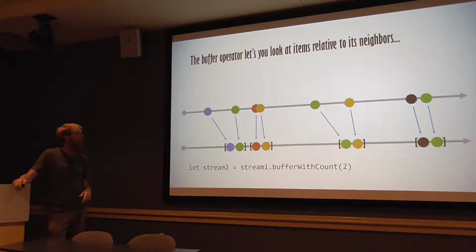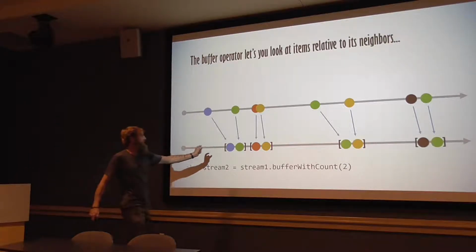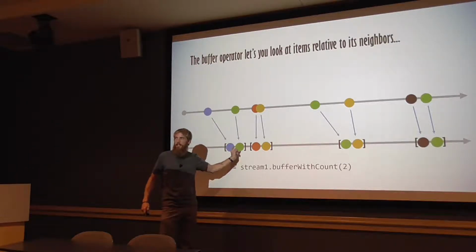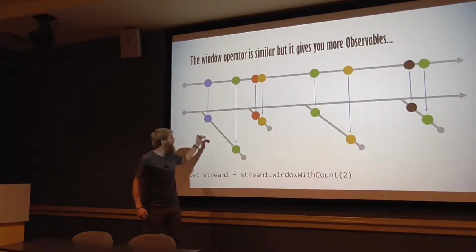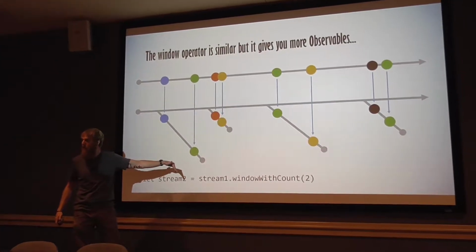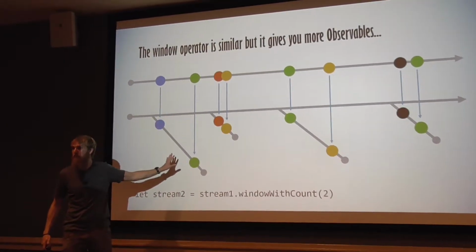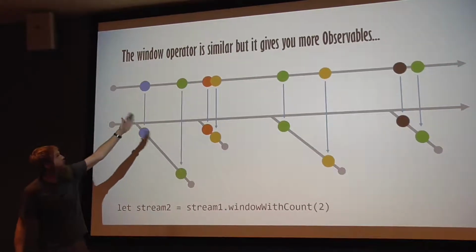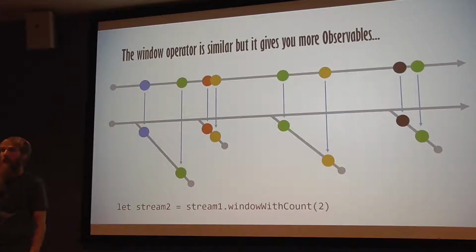Clear? Now, sometimes what you want is this array of the results. But other times what you want is you want baby observables. You want child observables that you can subscribe to. And the window operator is what that's for.